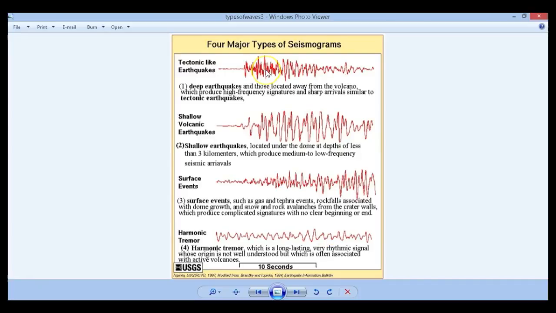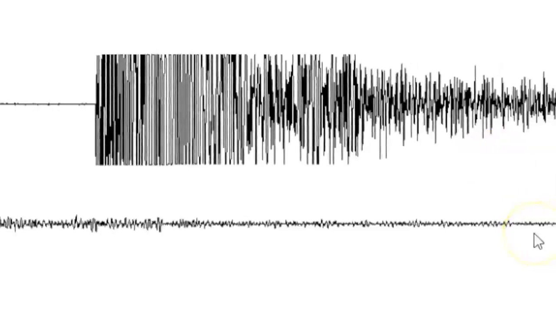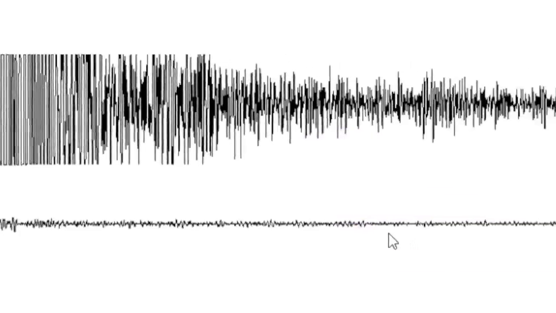Again, number 1, we see a simple tectonic earthquake caused by local faults. Notice again the sharp arrivals that every now and then are missing from the more volcanic-induced events. Here is a recent example of a very shallow, pure, non-volcanic induced earthquake from July 10th, 2018 near Brewster in Washington State.